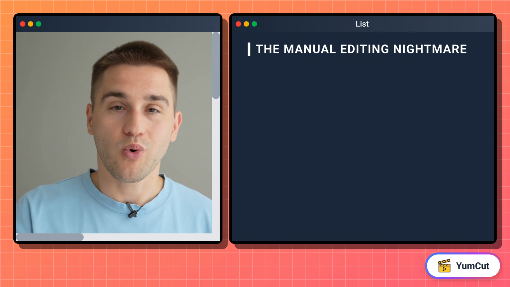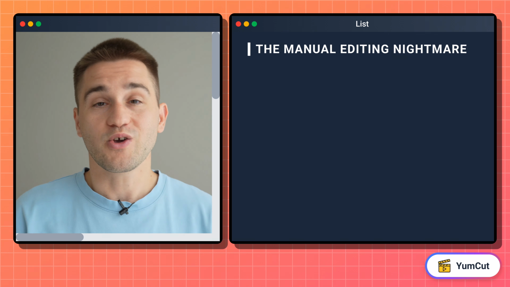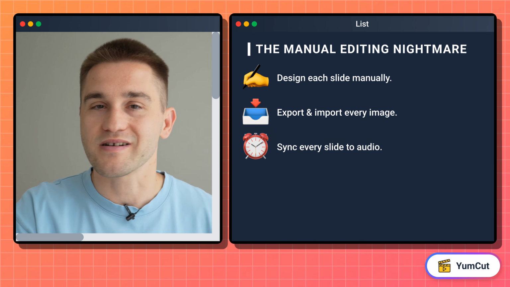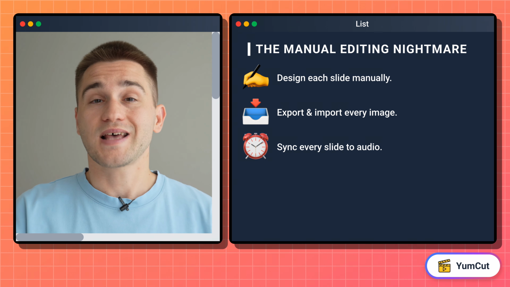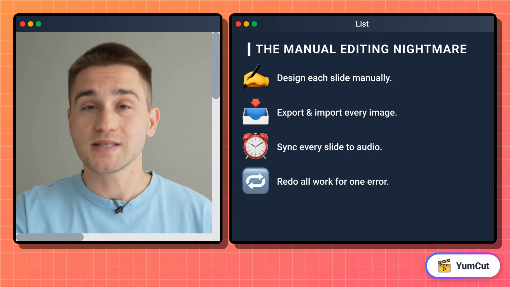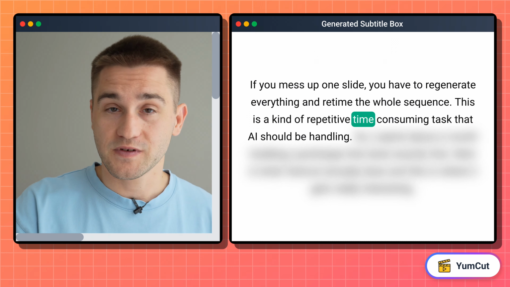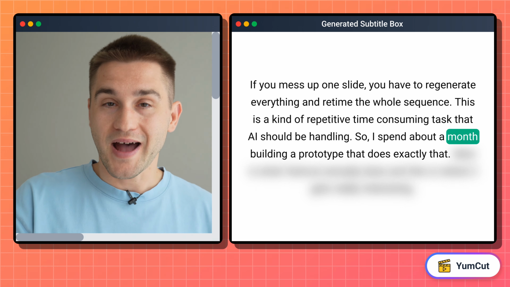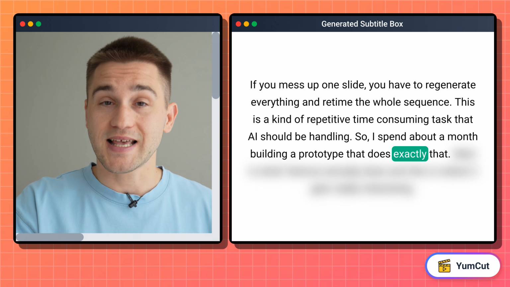Every single talking point requires a separate slide. You have to design each one, export it to PNG, import it to your editor and time it perfectly. If you mess up one slide, you have to regenerate everything and retime the whole sequence. This is the kind of repetitive, time-consuming task that AI should be handling. So I spent about a month building a prototype that does exactly that.